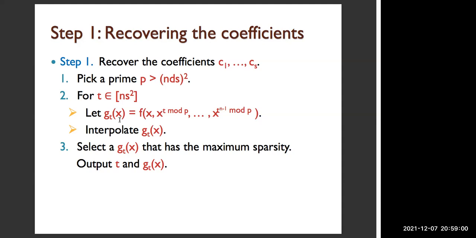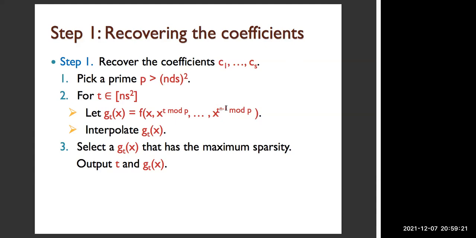And this can be done, again, efficiently in a very brute force manner. You may not do repeated squaring. Let's say you want to compute t to the n minus 1. You do it in a very brute force manner, t times t, then t times t times t mod p, every time you do mod p. Everything is happening in time polynomial in n, d, and s.